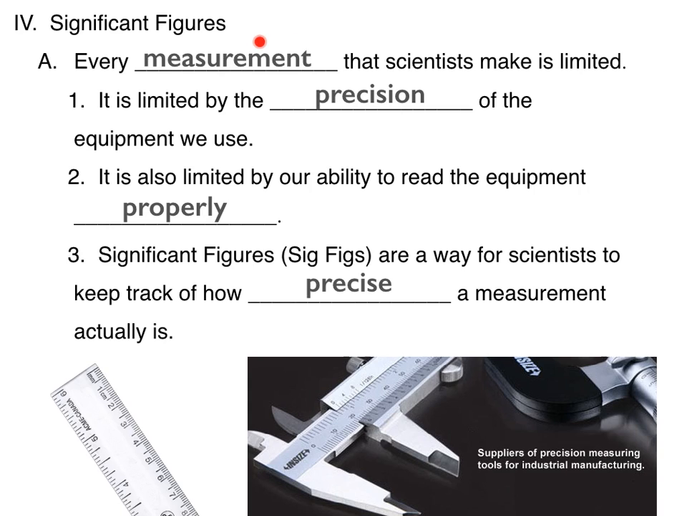The first thing you have to recognize is that anytime we make a measurement in a science class, in fact, anytime you make a measurement outside of a science class, your ability to do so is limited. And it's limited in two ways. The first is by the precision of the equipment that we use.